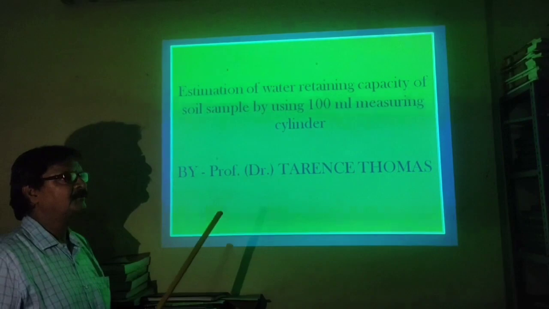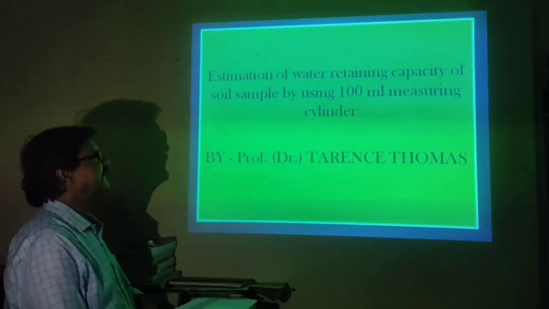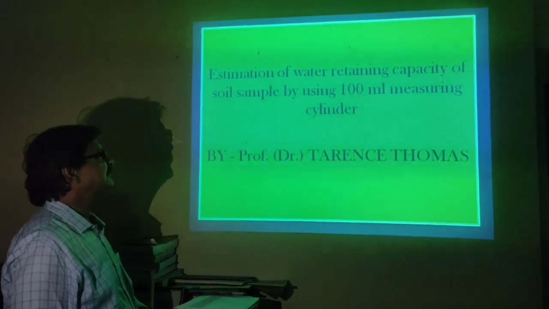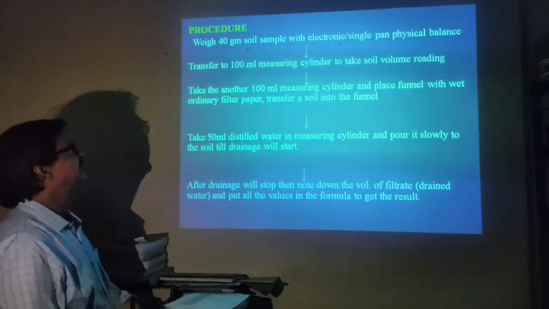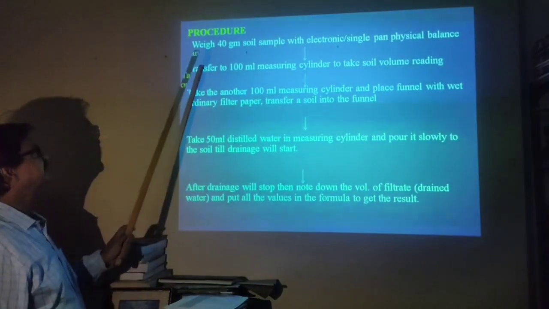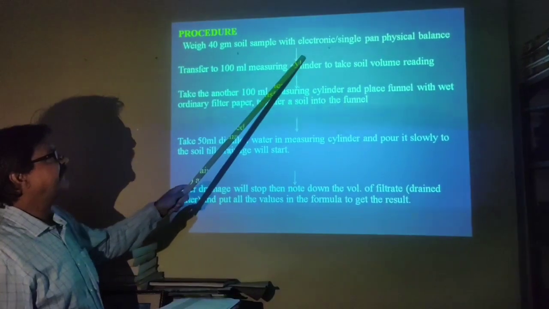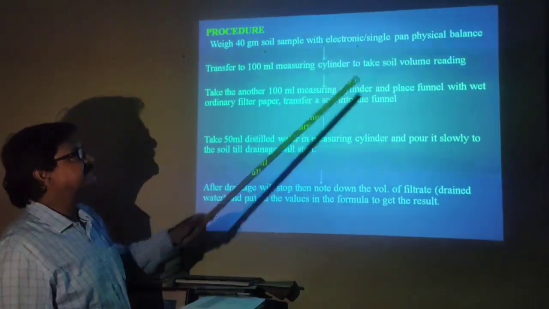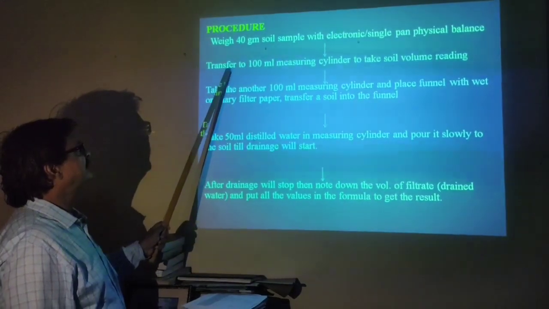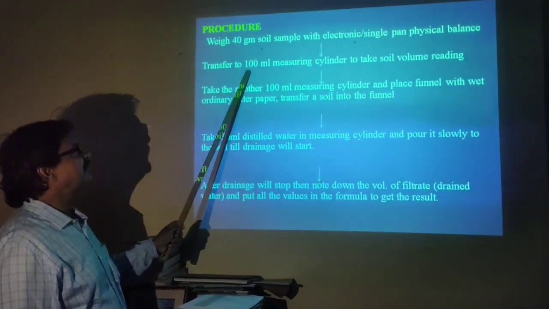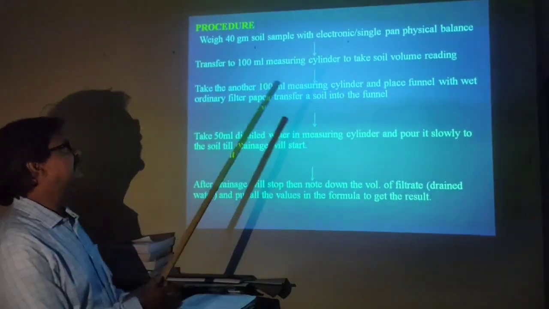Dear student, today I will discuss the estimation of water retaining capacity of a soil sample by using a 100 ml measuring cylinder. The procedure is: first, weigh 40 gram of soil sample with the help of an electronic or single pan physical balance. Transfer this 40 gram of soil sample into a 100 ml measuring cylinder to take the soil volume reading.